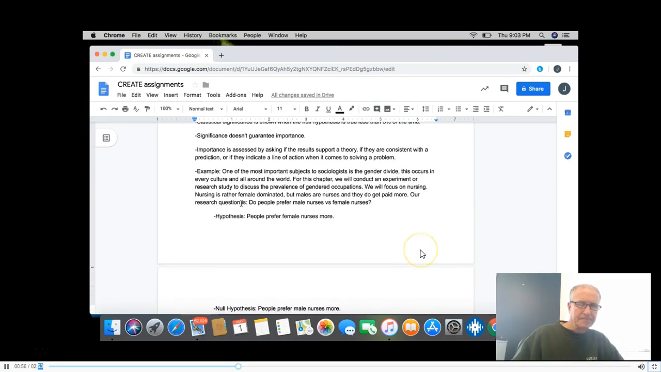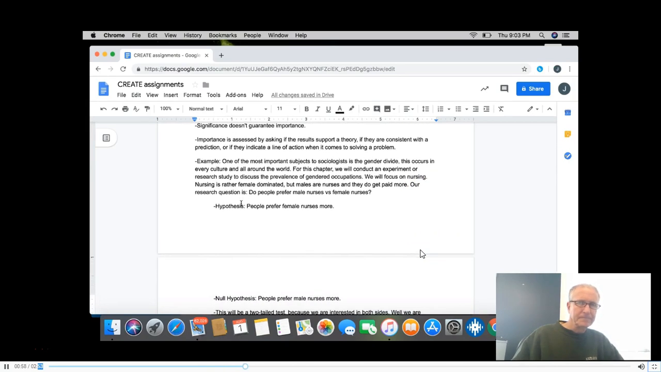Example I made up. One of the most important subjects to sociologists is the gender divide. This occurs in every culture and happens all around the world. For the chapter, we will conduct an experimental research study to discuss the prevalence of gendered occupations. We will focus on nursing.